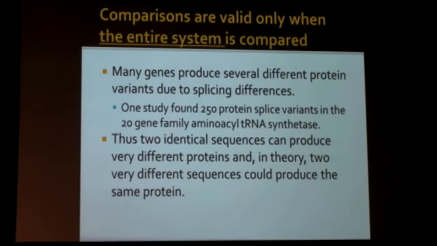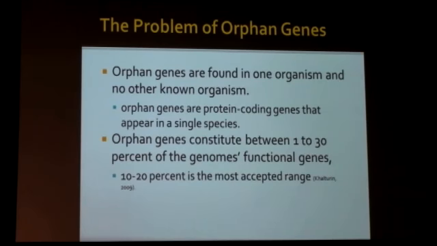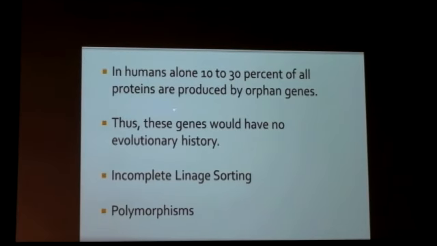And a few more examples. An orphan gene, that's a big problem. Orphan genes are found in one organism and no other known organism. Now, as we sequence more and more life forms, we may find similar genes to the orphan genes. But as far as we know, orphan genes are found just in one organism, and that's it. They estimate 10 to 20% of all the genes in each life form are orphan genes. In humans, they estimate 10 to 30% of all proteins are produced by orphan genes, at least according to the data we have now.